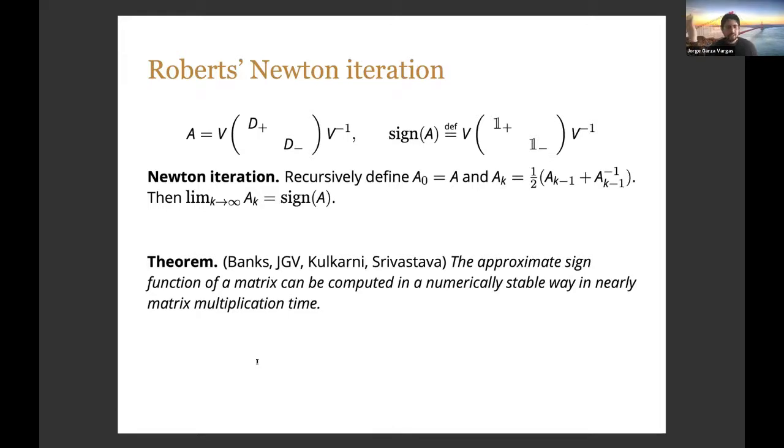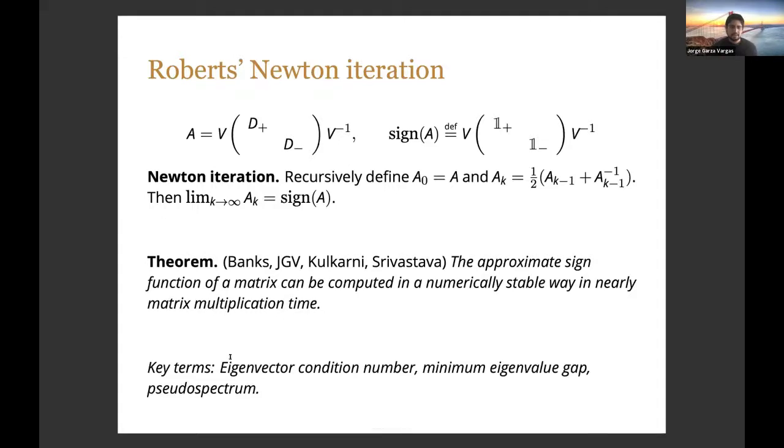To conclude the talk, let me tell you explicitly what we proved. We showed that the approximate sign function can be computed in a numerically stable way in nearly matrix multiplication time. And precisely, the algorithm that this theorem is referring to is Roberts' Newton iteration. And just one last thing. There are some technical terms that I avoided defining in this short talk, but that are crucial for our analysis. I refer you to the long talk for the definition of these terms and for how they're relevant in our proofs.